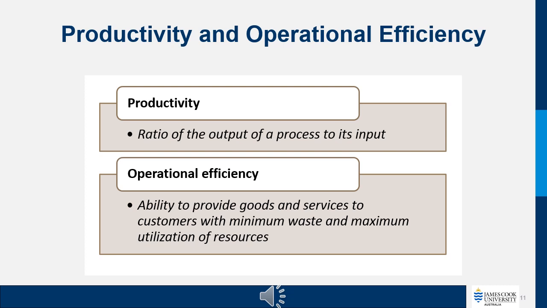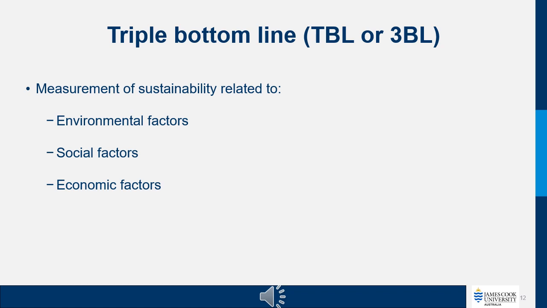Another one is productivity and operational efficiency. Productivity is a ratio of the output of a process to its input. Operational efficiency is the ability to provide goods and services to customers with minimum waste and maximizing utilization of the same resources. And also another factor is sustainability, or they can call it the triple bottom line.